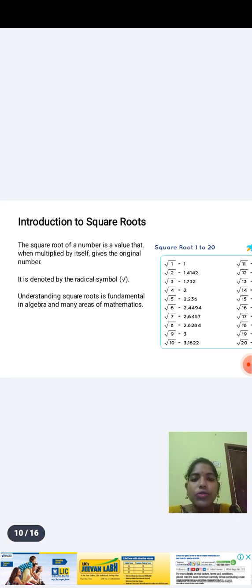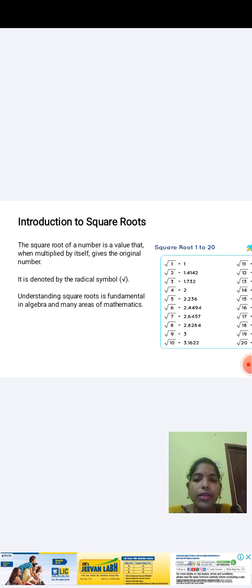Next, introduction to square roots. So in mathematics, we observe here the square roots. The square root of a number is the value that, multiplied by itself, gives the original number. So the square root of 1 is 1, the square root of 4 is 2. Multiplied by itself, it gives the original number. It is denoted by the radical symbol, the square root.